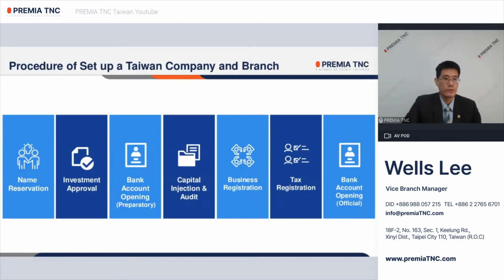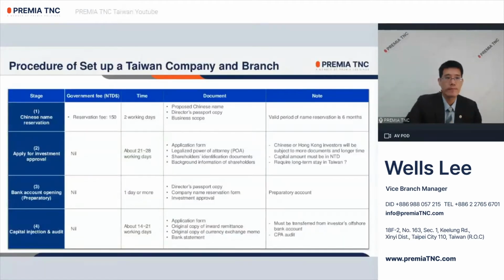Okay, let's move to the time frame and document section. The first step, name reservation, will take around 2 working days. The required documents include the proposed Chinese name, director's copy of passport, and proposed business scope. The reservation will be valid for 6 months.